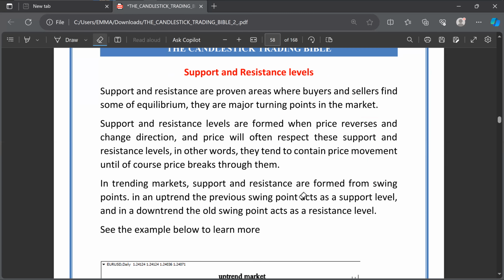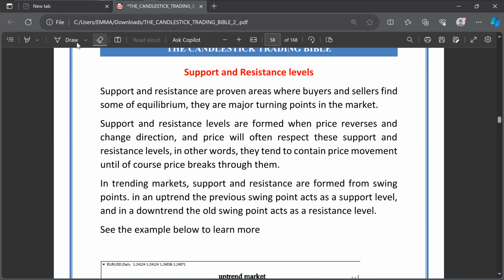Now in trading markets, support and resistance are formed from swing points, right? We have also learned in the previous video about the swing highs and the swing lows, the wicks. So that is what it means, that the topmost part of the wick or the candle is called what? The swing points, the high or the low, whatever it is. Now in an uptrend, the previous swing points act as support level, right?